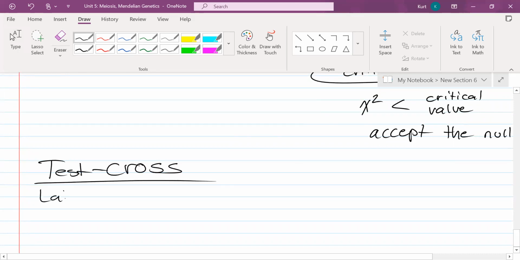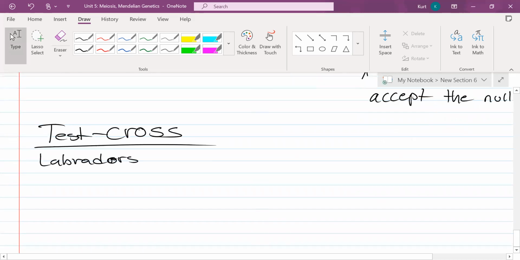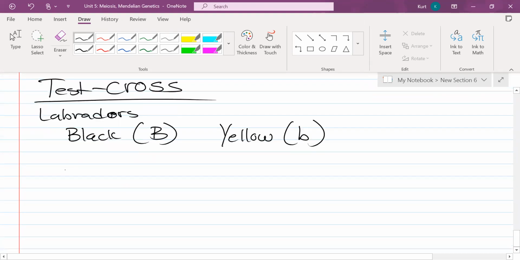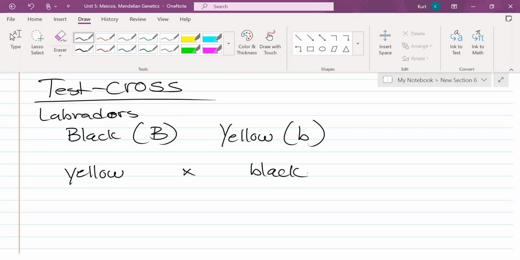All right, let's do a test cross. Let's say in Labrador retrievers. Let's just pretend, I'm going to make something up. This is not true. Let's say that if you are a black lab, that's dominant. If you're a yellow lab, that is recessive. I have a yellow dog that I want to cross with a black dog. I don't know for sure what my black dog's genotype is. Do I know for sure what my yellow lab's genotype is? What is it? Homozygous recessive. That's the only possibility. What could my black dog be?